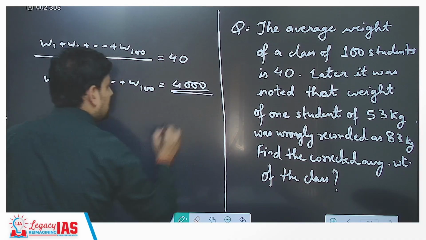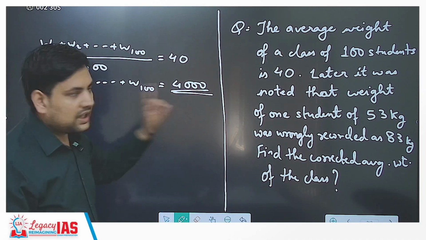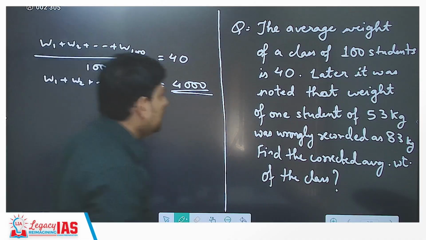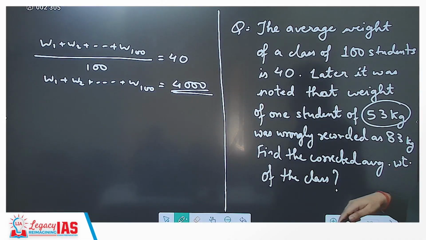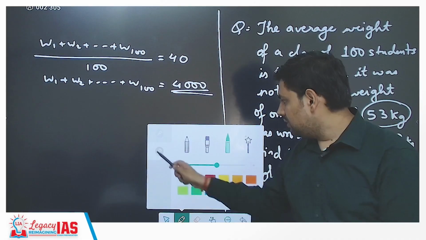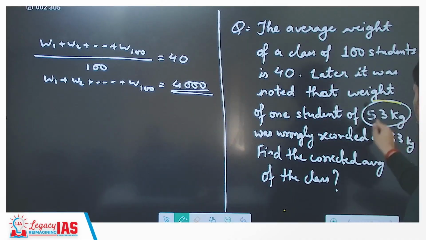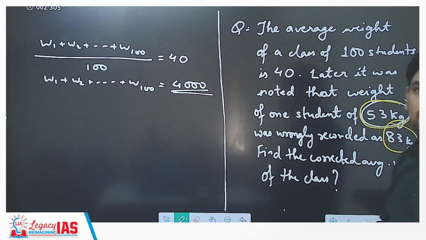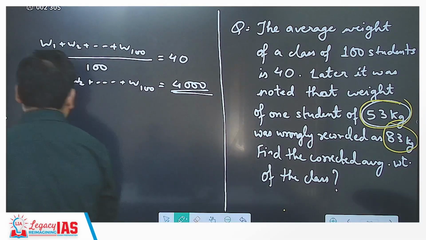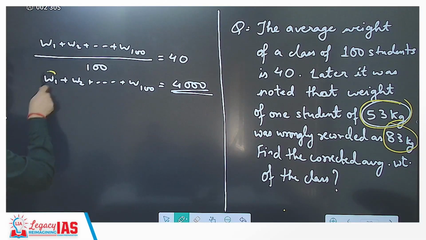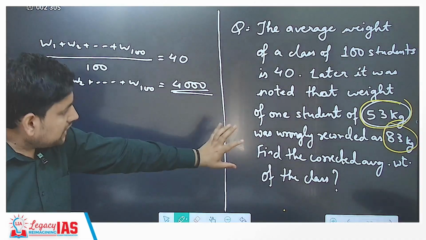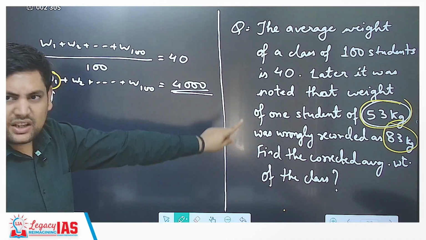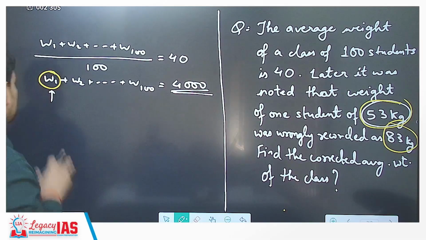Now you got this. This is the sum that was recorded, but it was found out that one of the students was actually weighing 53 kg. This student was actually weighing 53 kgs, but it was recorded as 83. So that change you will have to make. Let's say that one student is this w1 only. So w1's weight was recorded as 83, while his correct weight is 53. So you make the changes here.